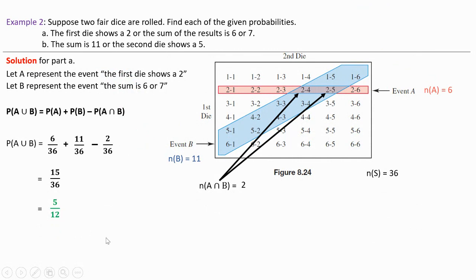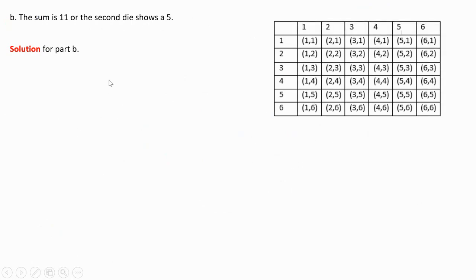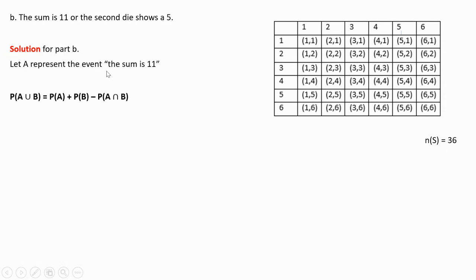Okay, now in a similar manner, let's do part B. The sum is 11, or the second die shows a 5. So for part B again, those are the combinations there. So we have a sample space of 36. So again, here the same formula. So we're going to let A represent the event the sum is 11. So only these two are 11. These two here, 5, 6 and 6, 5, which is only 2.